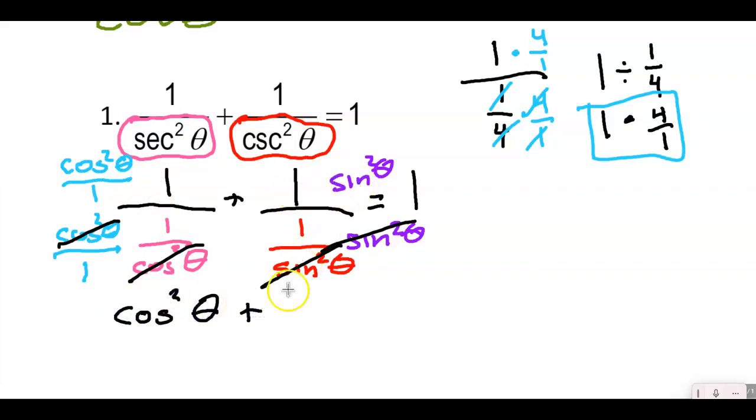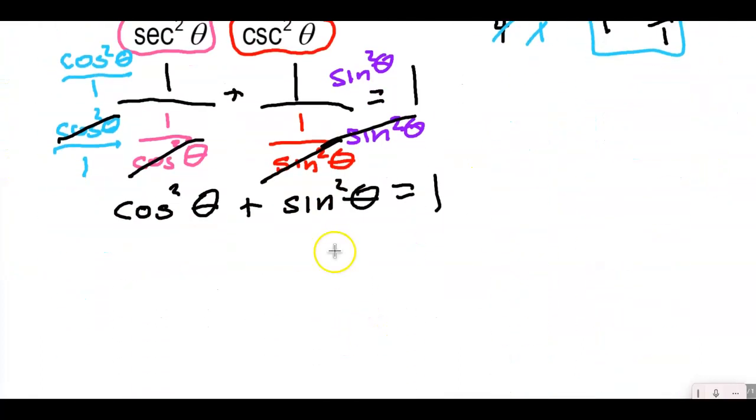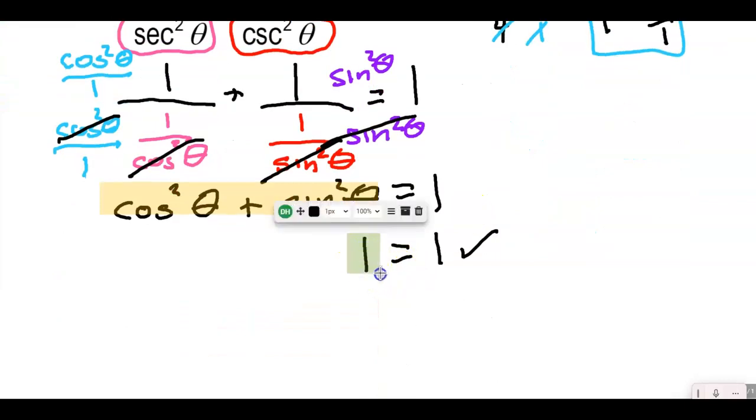I have 1 times sine squared, which is sine squared theta. And then from above, I know that cosine squared plus sine squared equals 1. So because of this identity right here, I can substitute out this and just put 1 in its place. So my last step is just 1 equals 1. I get the same thing on both sides. So you just need to know, well, why was I able to do that? I took this out right here because it's equal to this, because this identity says it's equal to 1. I'm allowed to put 1.